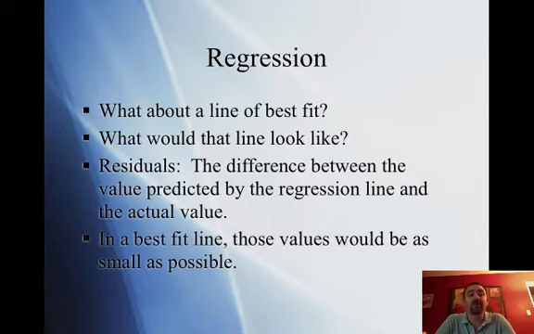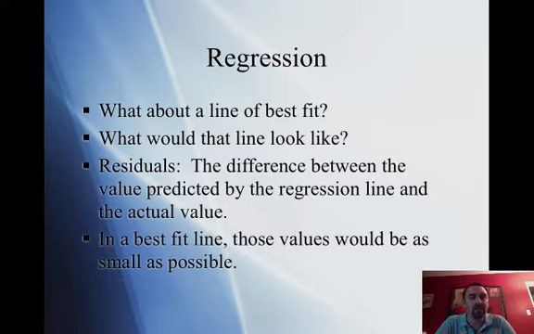We have to define a few things. The first term is residuals. This is an absolutely important vocab term. The residual is the difference between the predicted value by the regression line and the actual value. If we think of a regression line going through some data, a line of best fit, for every value on the regression line, we can find a distance from that value on the regression line to the point above or below it that's in the data.